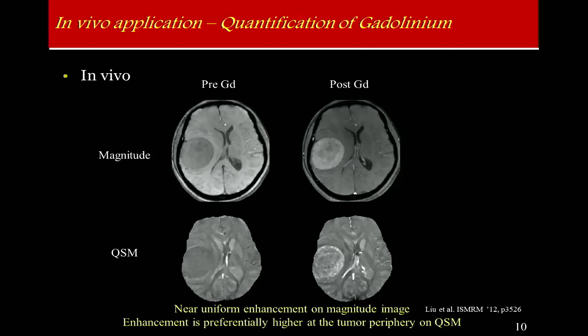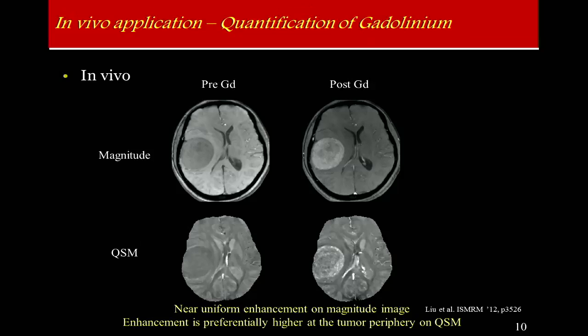We have also performed some preliminary studies in human subjects. In this study, the pre and post gadolinium T1 weighted images showed an almost uniform enhancement in this meningioma on the patient's right hemisphere. However, on the QSM images, we are able to appreciate the heterogeneity of the tumor, with a higher concentration in the periphery, suggesting more angiogenesis, and a slightly darker core, suggesting a necrotic core.